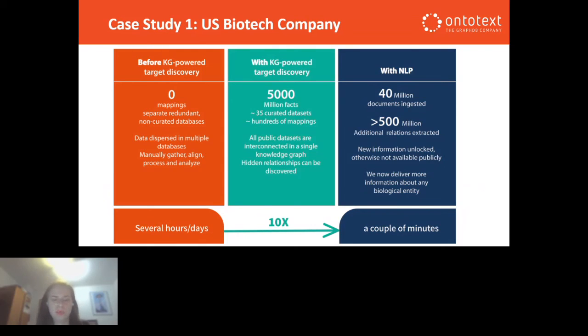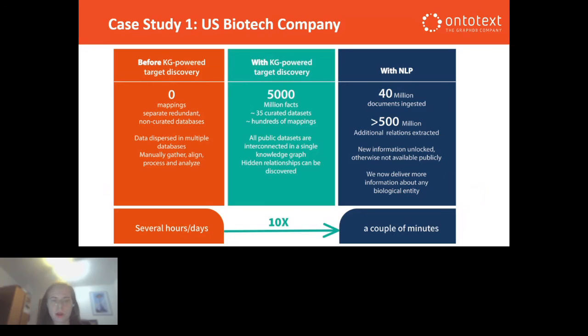And the whole decision-making process was taking weeks. Then they started using the solution with the knowledge graph power target discovery. So at first there was no NLP integration, but it was still really useful to them and they saw a lot of value. So what we did is to choose some of the data sets and to advise on the most important ones for their use case.